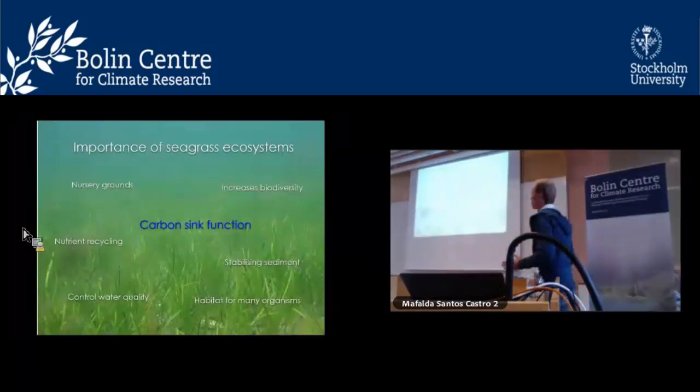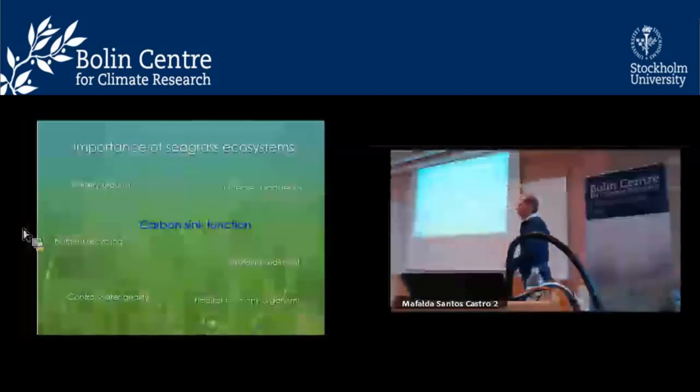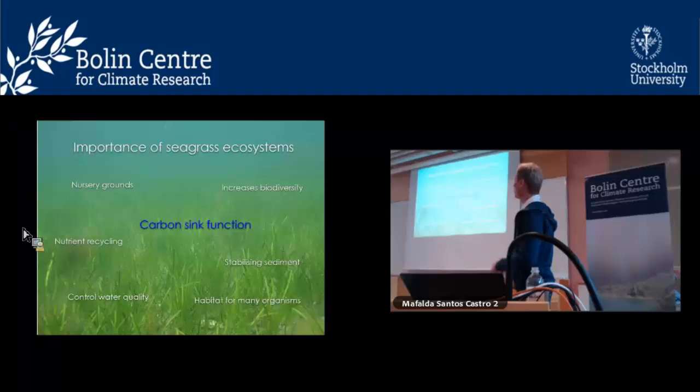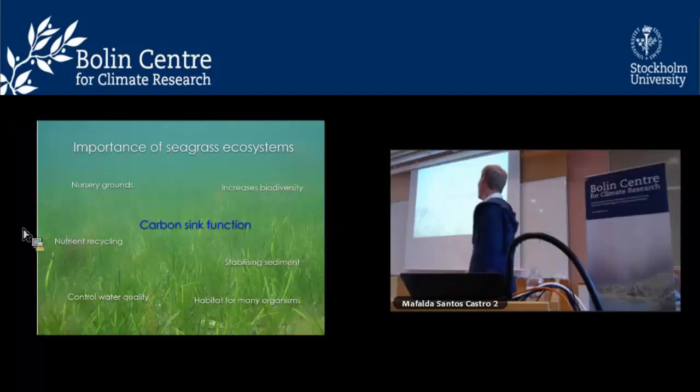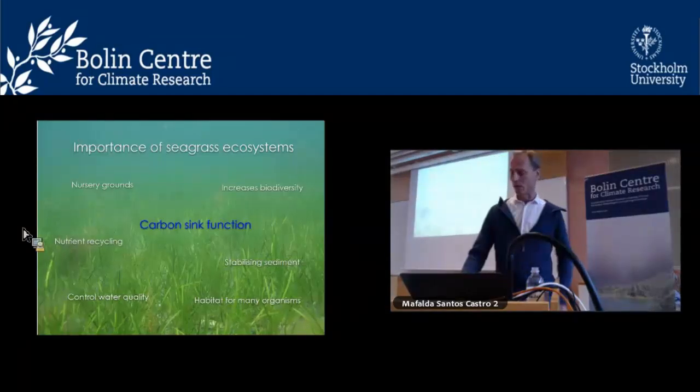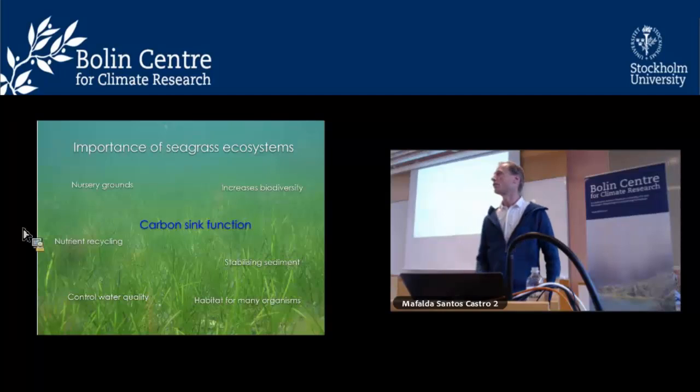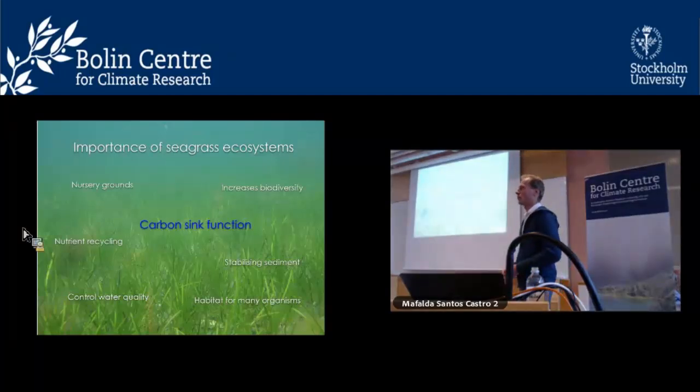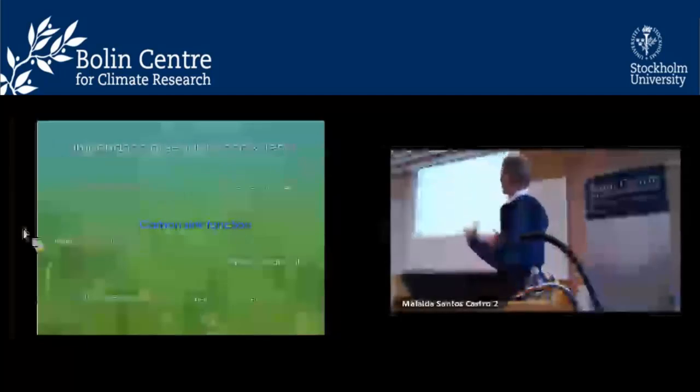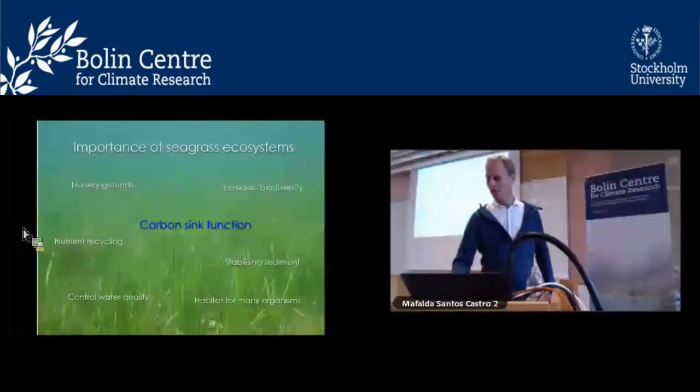All those systems are also very important and provide a large number of ecosystem services and ecological functions. With seagrass ecosystems, which are the focus of most of our research, although we also work with mangroves, apart from the carbon sink function, they have a very important role as nursery grounds for many marine fishes and invertebrates, including commercial ones. They increase biodiversity and are habitat for many organisms. They are extremely important in nutrient recycling and stabilizing sediment, thereby also controlling water quality. It's also a system extremely important for millions of people, for food, protein, and livelihood, because of the high productivity in those systems and for fishing.